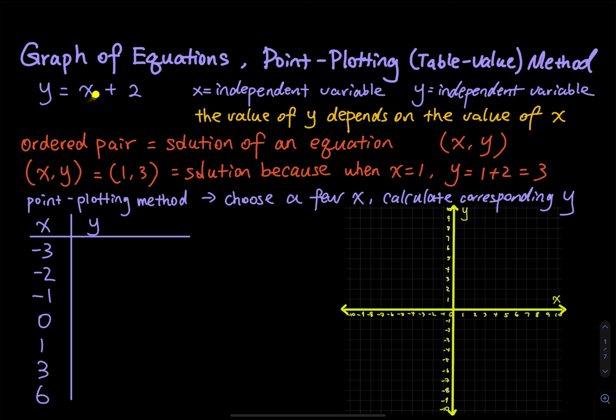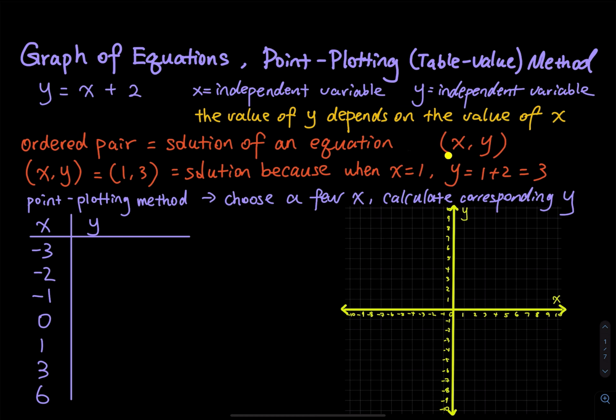So let's say x equals 0. 0 plus 2, y equals 2. So the value of y depends on what value you choose for x. That's why I say x is independent and y is dependent. And then I have to go over this again: ordered pair. What is an ordered pair? In this context, the ordered pair is a solution of an equation.